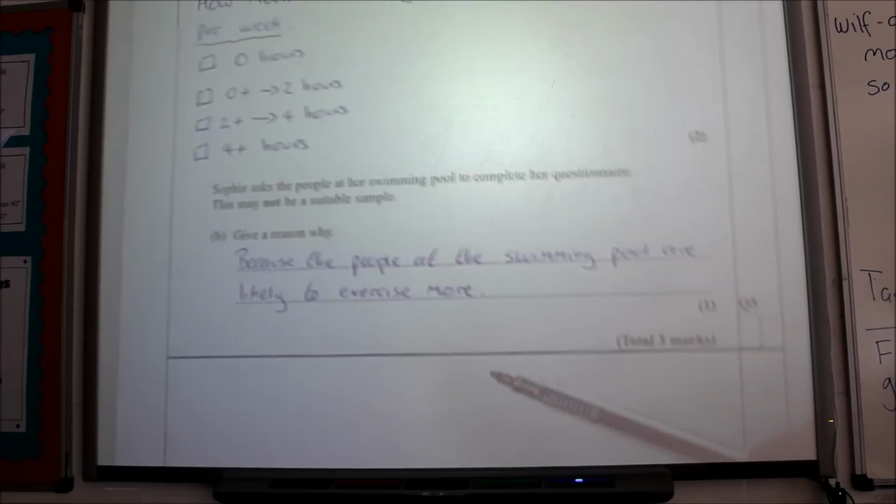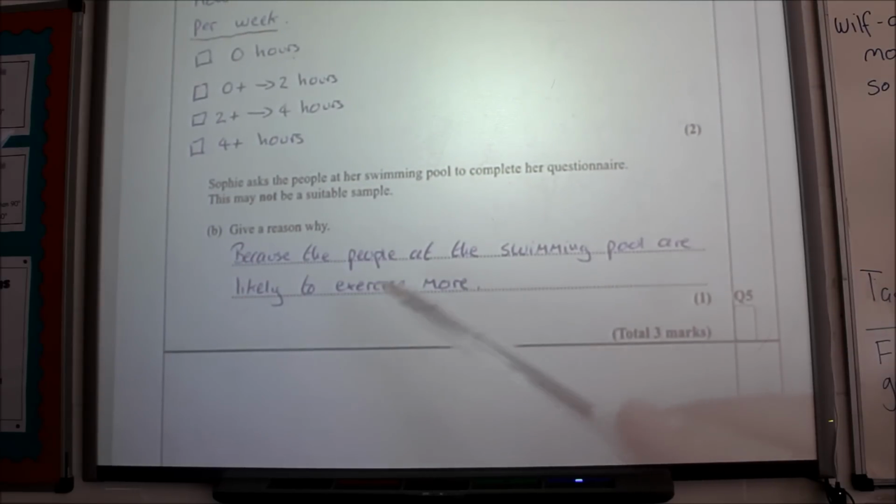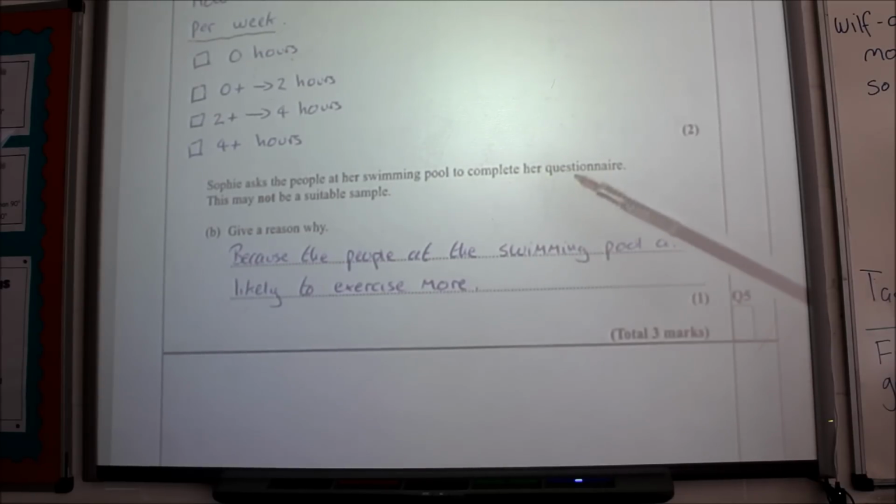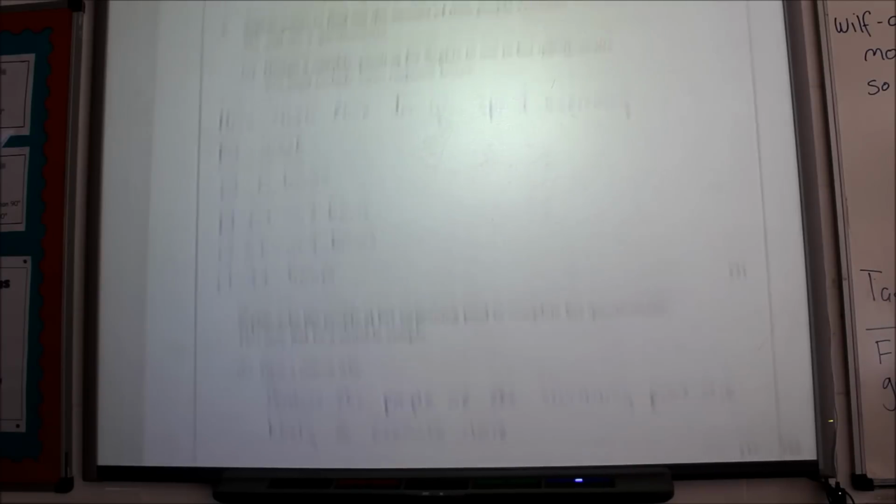Sophie asked the people at her swimming pool to complete the questionnaire. This may not be a suitable sample. Why not? Because the people at a swimming pool are likely to exercise more. If you want to find out how much people exercise, you shouldn't ask people at a place of exercise like a gym or a swimming pool or a football pitch, because the chances are the data is going to look like people exercise more than they really do. In the same way, you shouldn't ask people how much they exercise maybe at Burger King or the library, because it's possible they might not exercise as much as someone who, say, is at the gym. There's your questions on questionnaires.